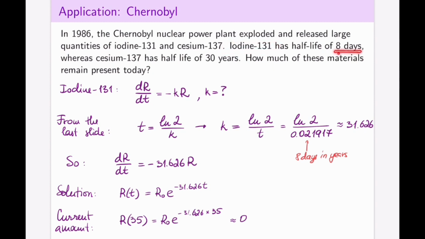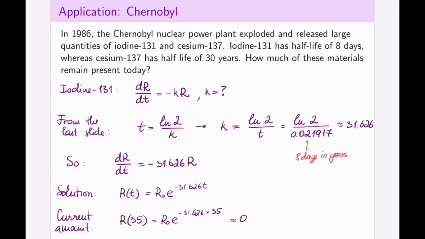If the half-life is 8 days, that means that every 8 days, half of the material goes away, and 35 years' worth of time has passed between then and now, which means that by now, there's none of the iodine-131 left.